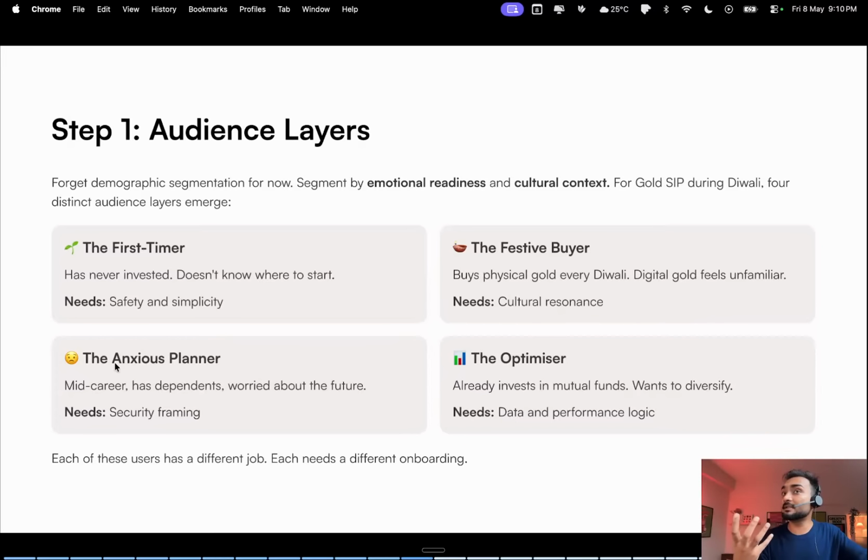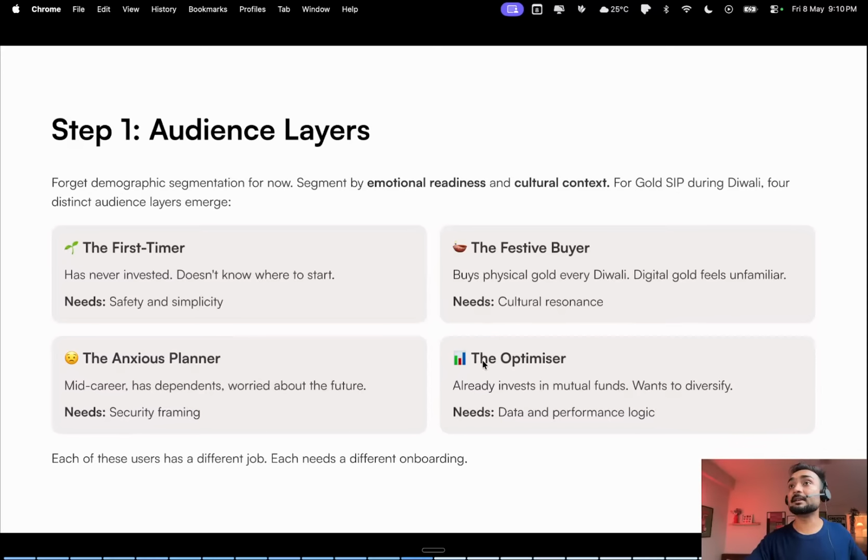Then this anxious planner, these people are mid-career. They have a lot of dependents, the married people especially, who are worried about the future. What do these people want? These people want security framing, right? And this is all for onboarding. These people want security framing.